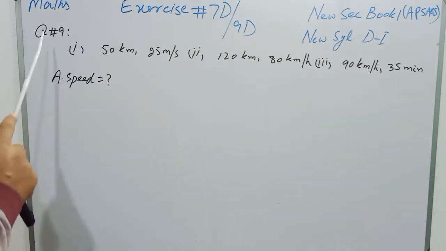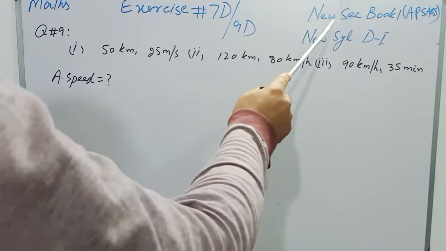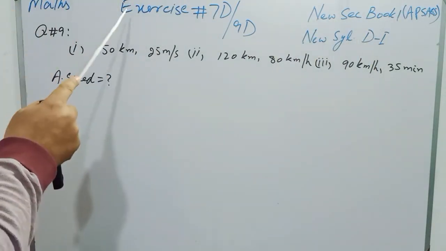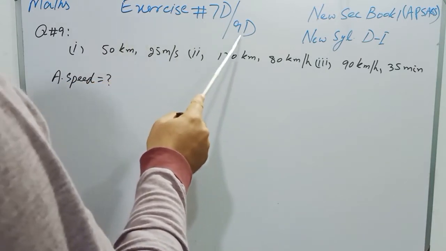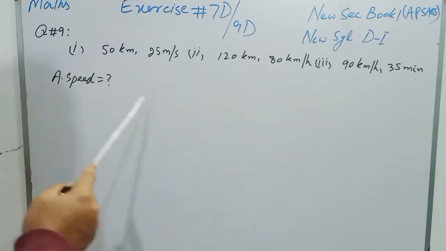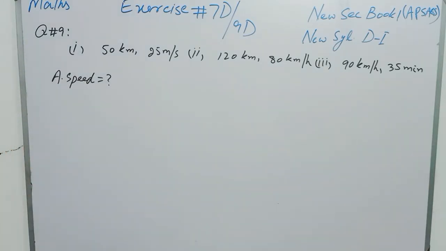Dear students, mathematics exercise 7D for New Secondary Mathematics book 1 class 6 students, and exercise number 9D for New Syllabus Mathematics D1 for A level 11 students, and question number 9.